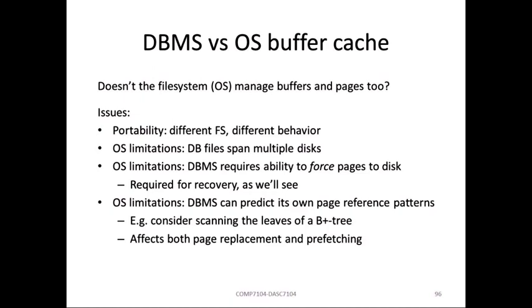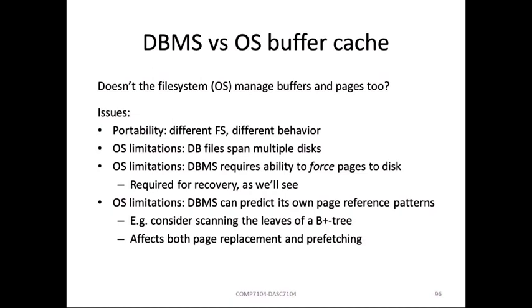And so this is why we cannot go through the operating system as an intermediary, because the database management system needs to have direct ability to force pages to disk in certain situations. There are limitations as well, because the database management system can predict its own page reference patterns. We may be in the middle of a nested loop join, and therefore we know that we will scan repeatedly the inner relation. The operating system doesn't understand that, of course.